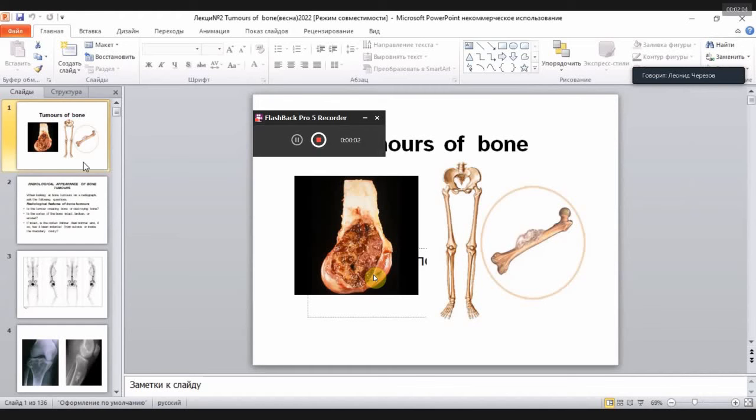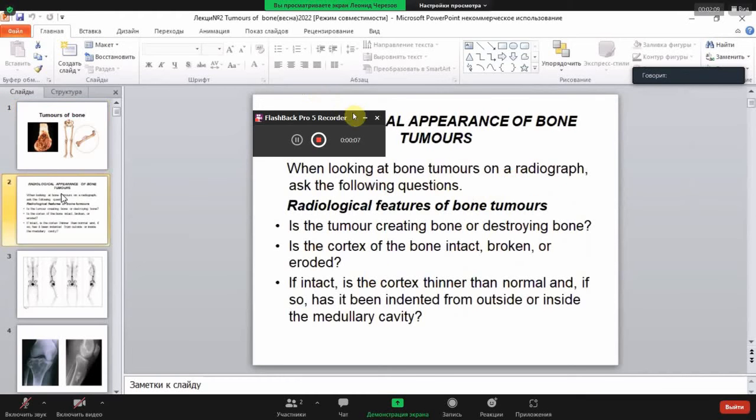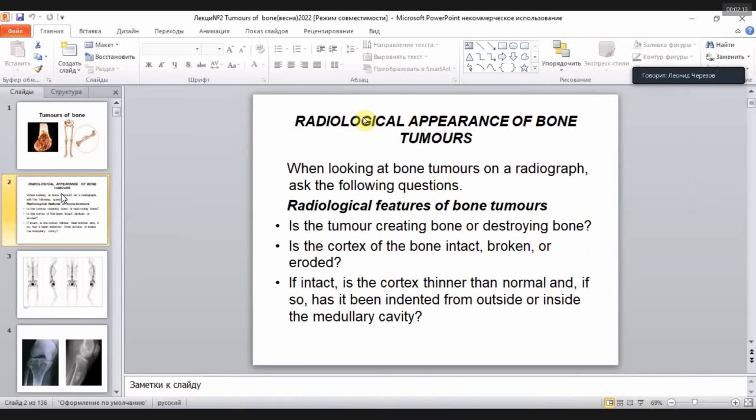Tumors of the bone. Radiological appearance of bone tumors. When looking at bone tumors on a radiograph, ask the following questions.